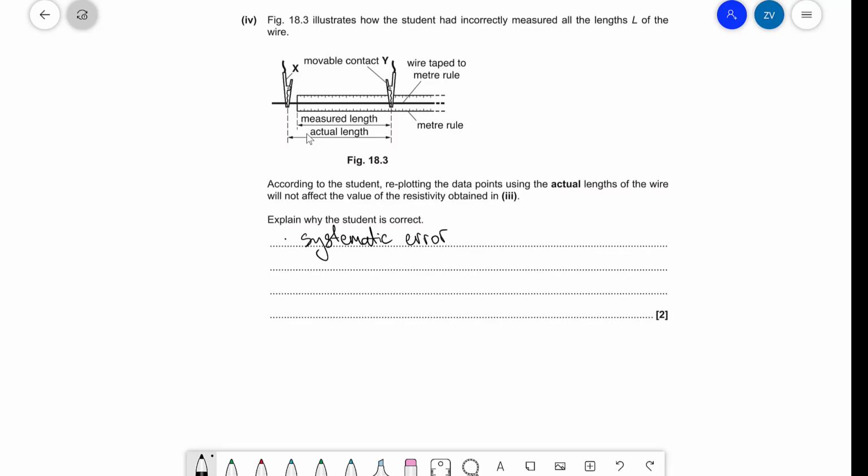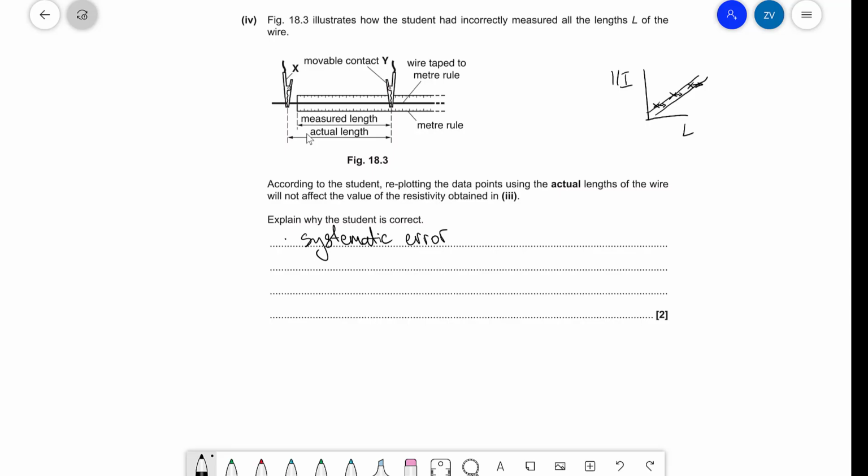Now, the good thing about systematic errors is that they don't actually affect the value of your gradient. They just offset, they just shift your graph. In this case, because the length was on the x-axis, it was 1 over the current against length. So this means that all the points will be just shifted slightly by exactly the same amount. Now, this would mean that the gradient will not be affected by this.